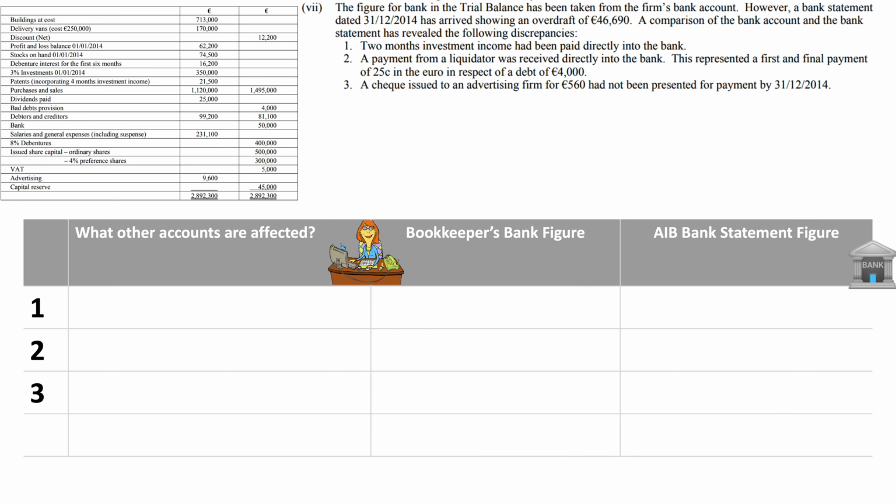Okay, so here we go. In the trial balance, we have the bookkeeper's bank figure on the credit side, which means that is an overdraft. The AIB bank statement shows an overdraft of 46,690. So the comparison has revealed the following discrepancies.